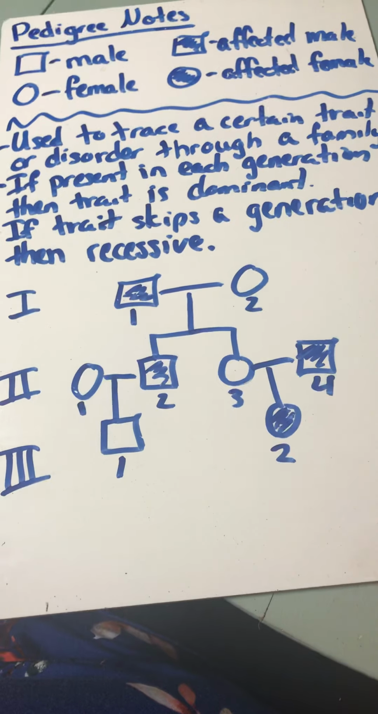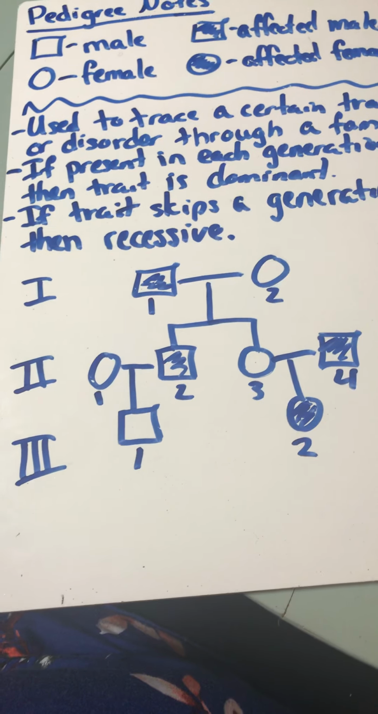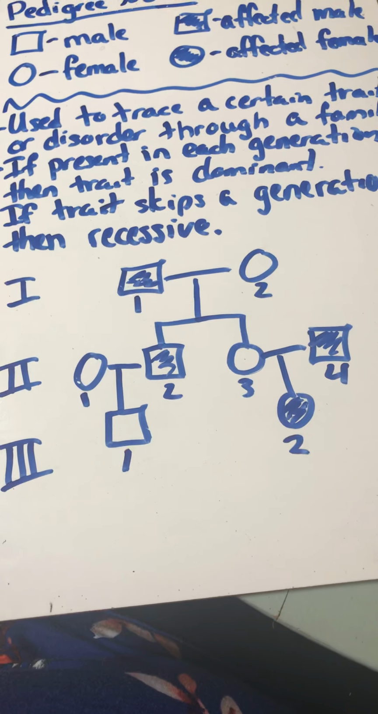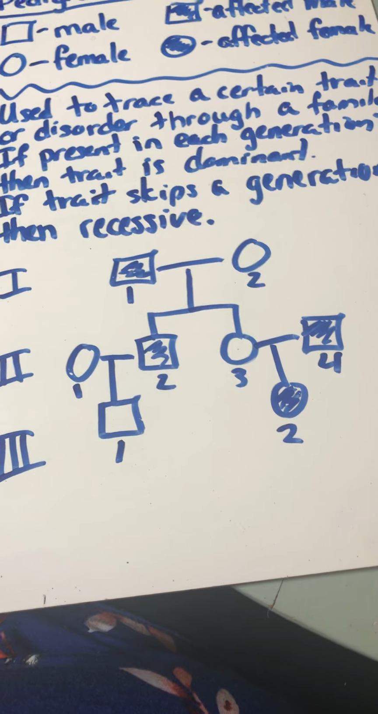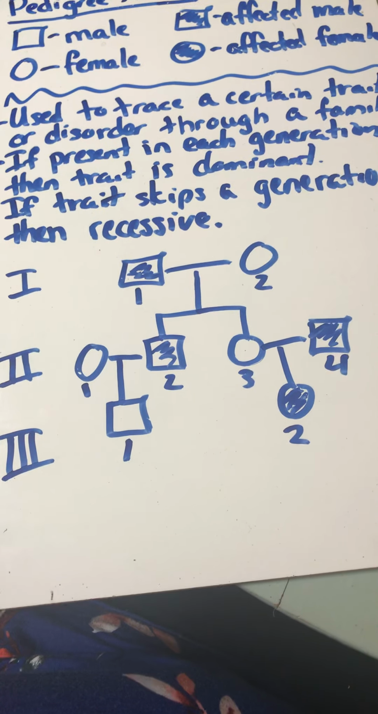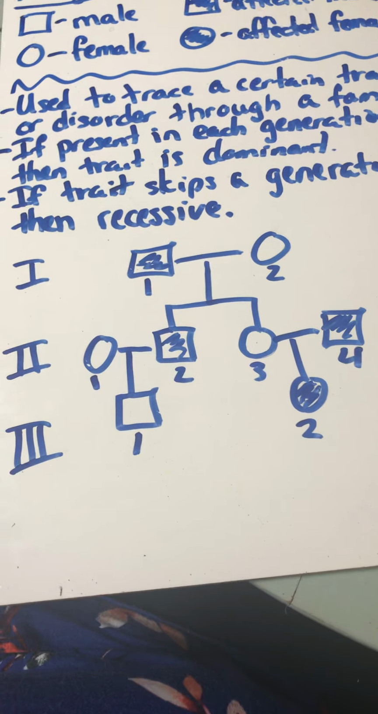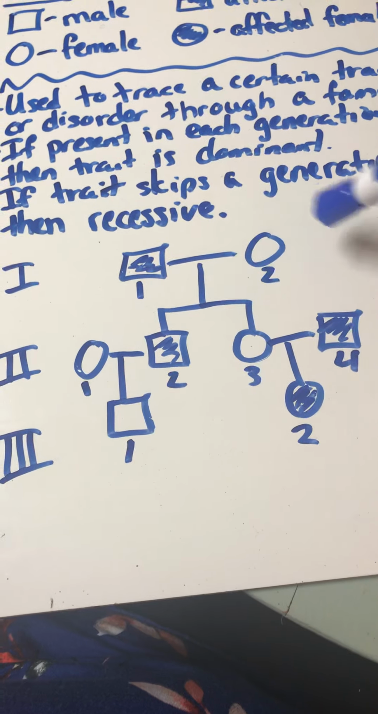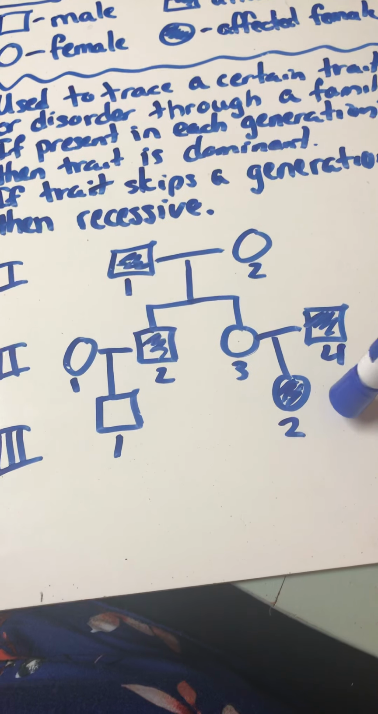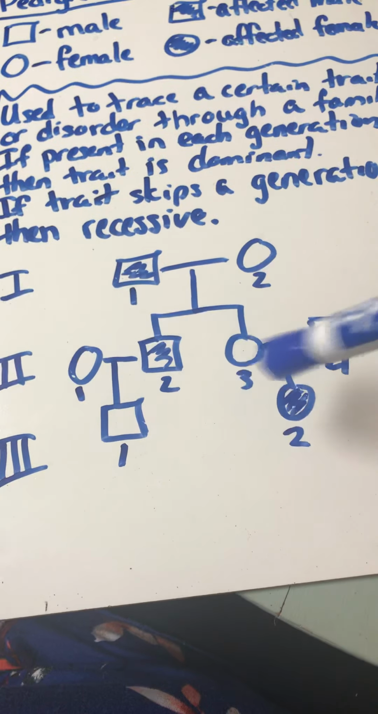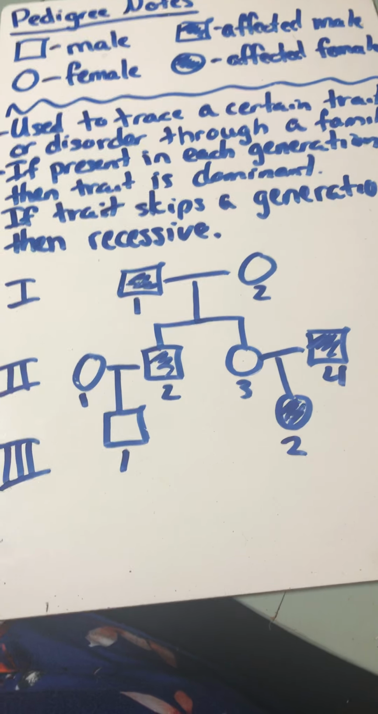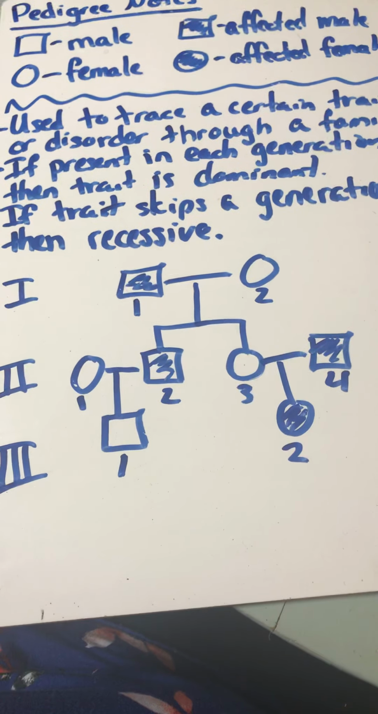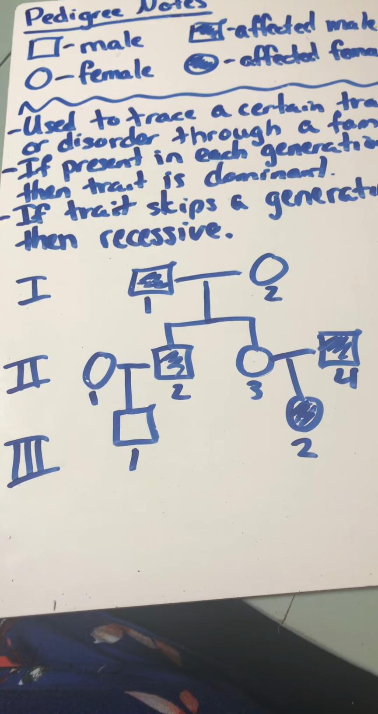So if we look at this pedigree, you can see that there is at least one box or circle filled in every generation. So here's generation 1, generation 2, generation 3. All of them have something filled in at least one spot. That means that the trait that we're looking at would be considered a dominant trait.